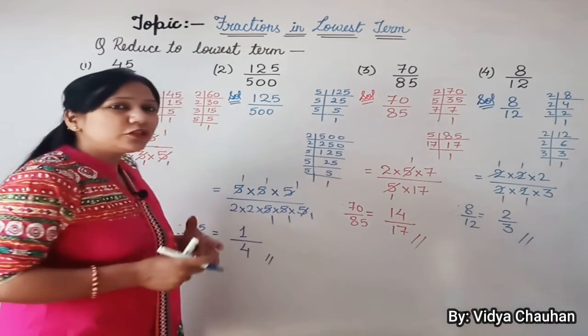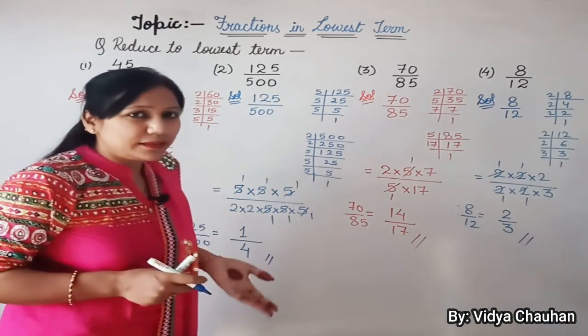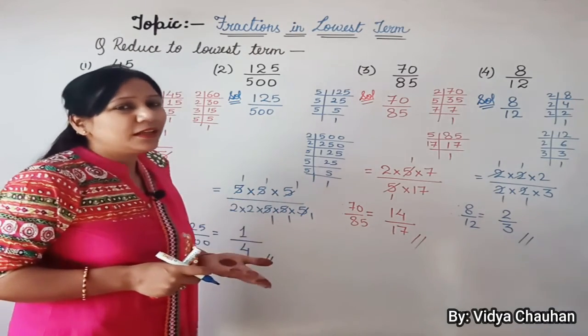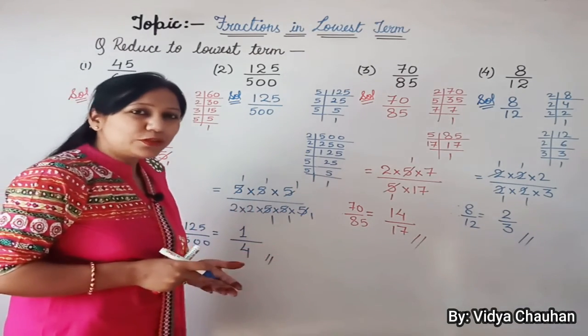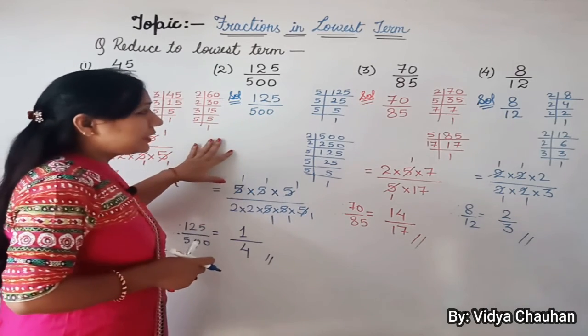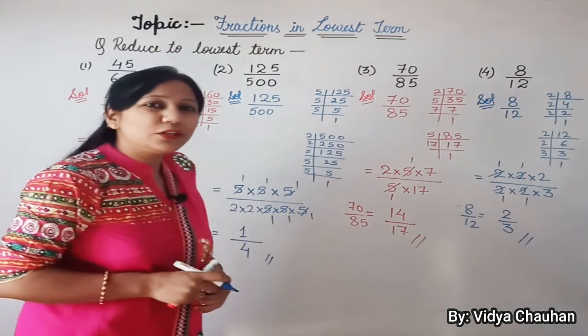This lowest term can also be asked in the form of simplify the term, or write it in the simplest form, or write it in its lowest term, or reduce to the lowest term. Clear, students? I hope this method of reducing fractions to their lowest term is clear to all of you.